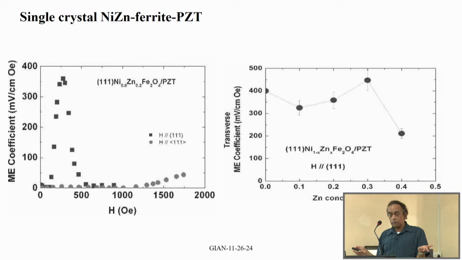It's not anything dramatic. It's comparable to what we got for polycrystalline materials. Single crystals are rather expensive to use in any devices because they're difficult to prepare, so it makes it rather expensive. You don't need them. You can use polycrystalline ferrites. They are as good as single crystals.